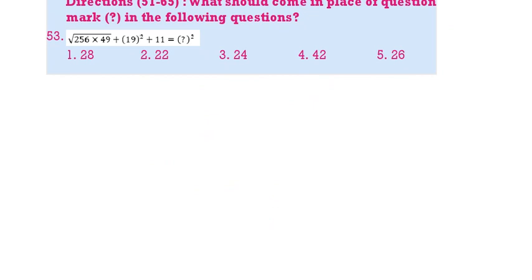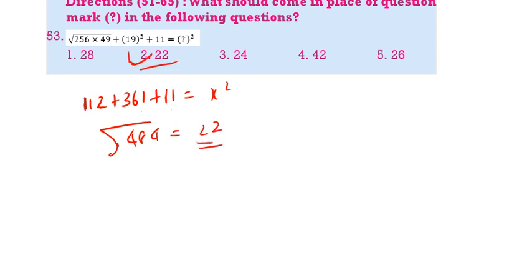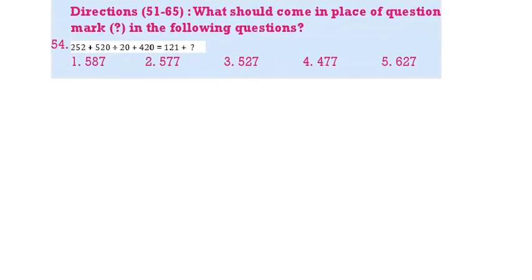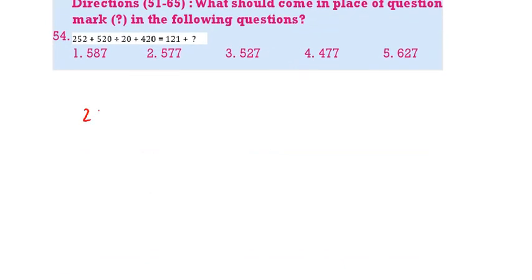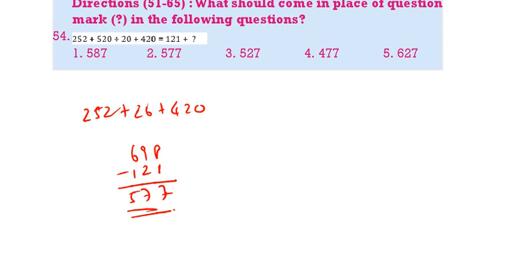Root 256 means 16 into 49 7. 16 into 7 112 plus 361 plus 11 is equal to x square. So this is 361 plus 11, 372, 484. 484 root is 22. 2 is the correct answer. Then 252 plus 26 plus 420, that is 278 plus 420, that is 698 minus 121. So that will be equal to 577. 577 is the correct answer. Next question.